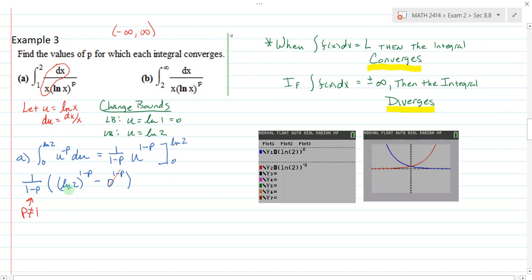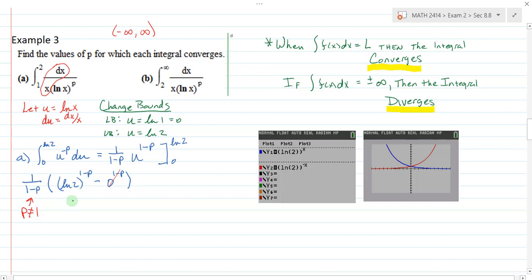So then the next thing I do is I look at the natural log of 2 raised to the 1 minus p. Well, here's the graph of the natural log of 2 when it's raised to a positive power and when it's raised to a negative power. The blue graph right here is when that exponent on the natural log of 2 is positive. That's going to converge because it's going to 0. When that exponent on the natural log of 2 is negative, this is going to go off to infinity.